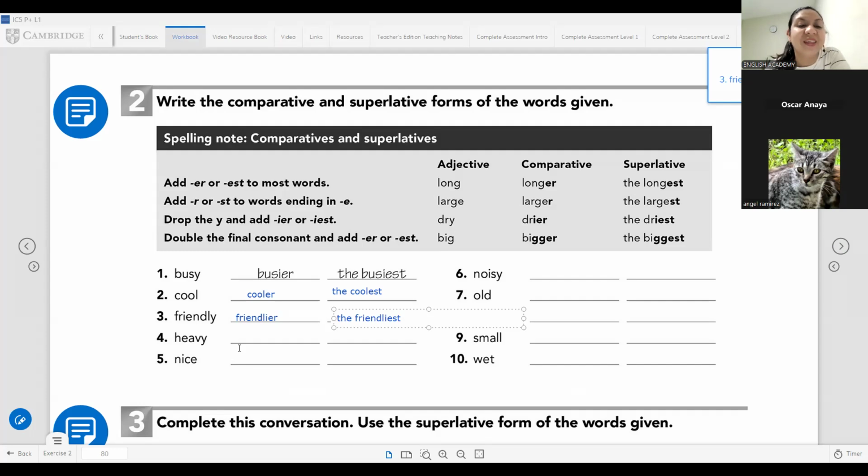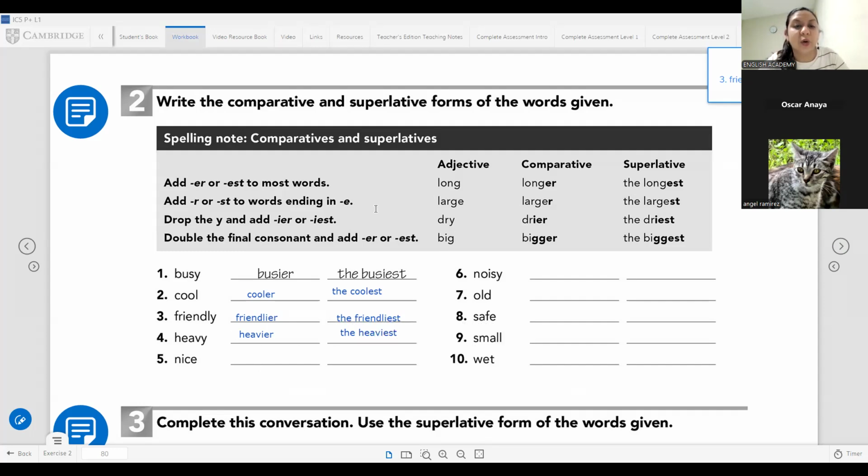So it's the one you feel more comfortable with. I feel more comfortable with more friendly and the most friendly. But I have to tell you that the book says friendlier and the friendliest. Both ways are okay. You can use both. Both are used in English. Okay, heavy. Following the previous example, we drop the y, right? And we write ier. Heavy, heavier, and the superlative is the heaviest.